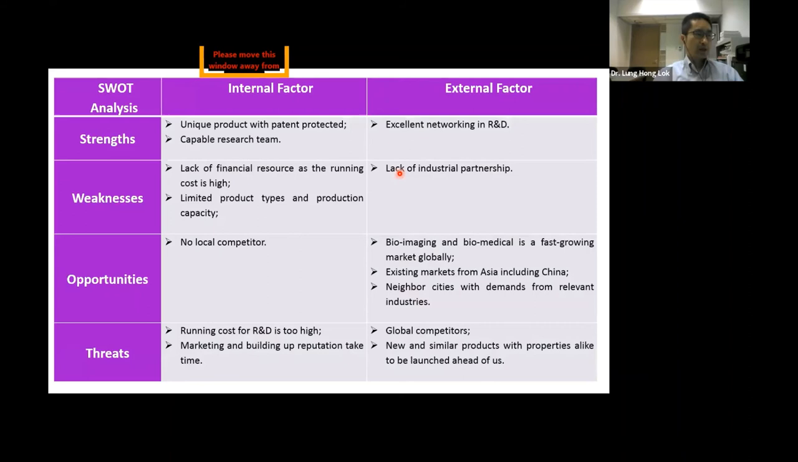Besides that, I also performed a SWOT analysis. SWOT stands for strengths, weaknesses, opportunities, and threats. For each item, it's divided into internal and external factors, to analyze all those 4 components for our technology and our company. I think for any kind of business, you have to do that kind of analysis. So that's what I put in the application.